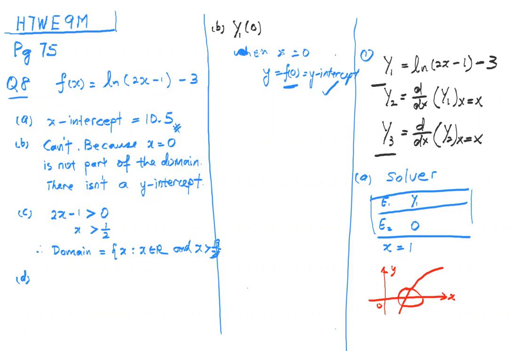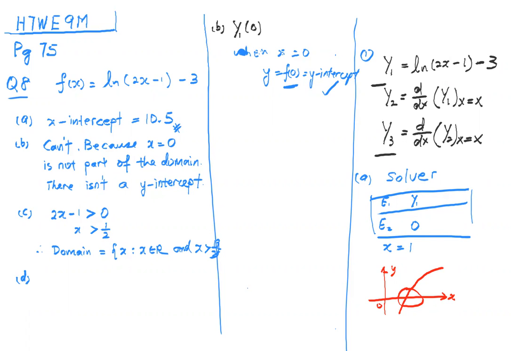Do you know you also can get the domain without doing the working? You just graph it. You just go to Zoom standard. You see that the graph is only at one side, and you can roughly judge what is the value of x. Okay, because it's here. You will see the graph go like that.